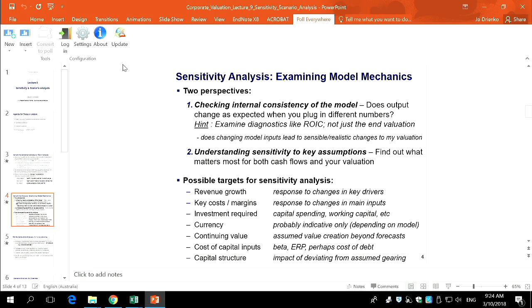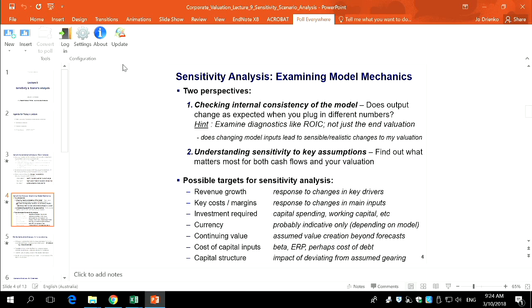What happens when you change, let's say, the EBITDA margin in your model? What if it goes up? Well, what should happen? Your value per share should go up, and your ROIC should go up as well, right? So when you start playing with these key inputs, they also allow you to check the consistency to make sure your model is working properly.